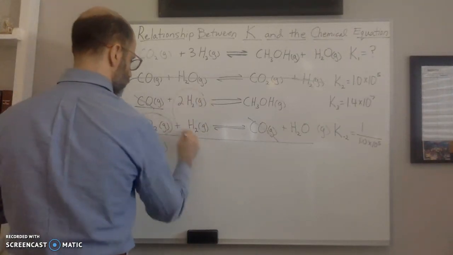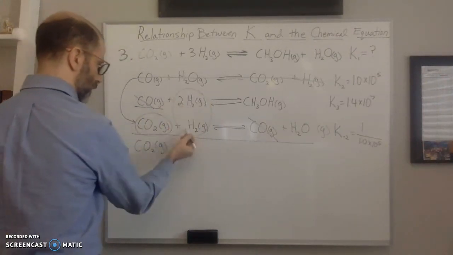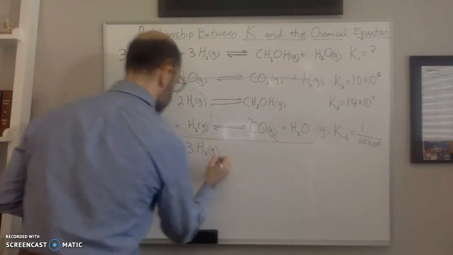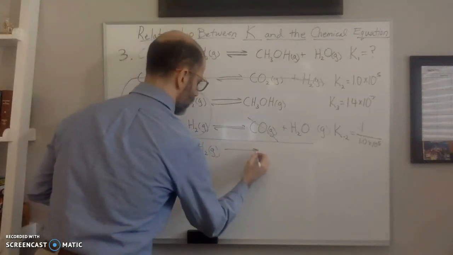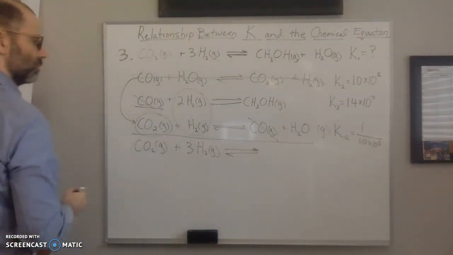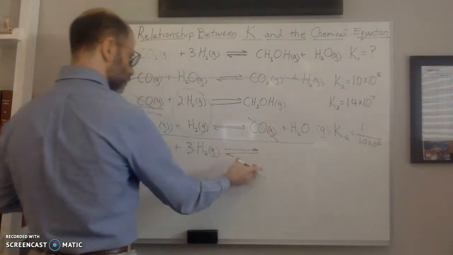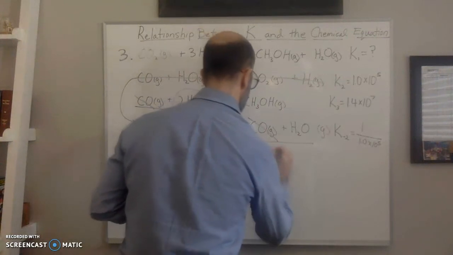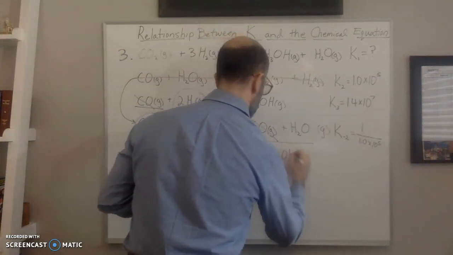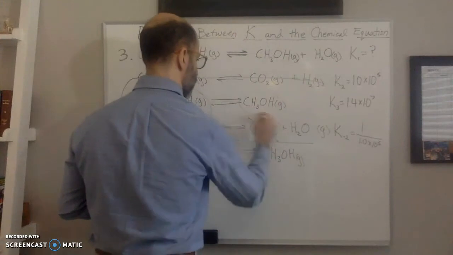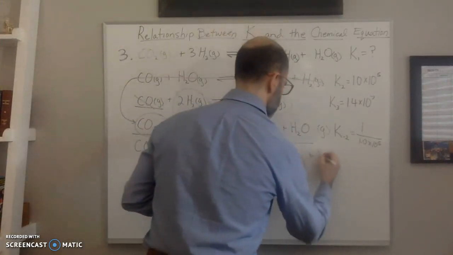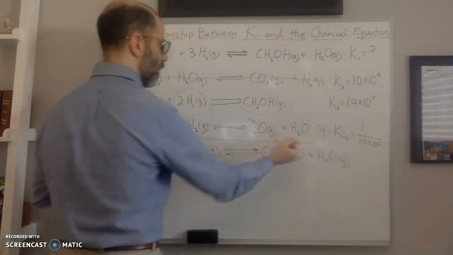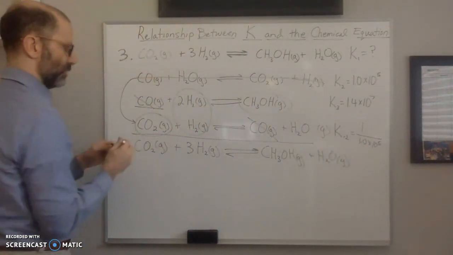And I add these two together, that'll give me my 2 and my 1. That's going to be 3 H2 gas. And then I got my equilibrium double arrow. And then I have my CH3OH gas here, plus my water vapor. Okay, so these two equations add up to that one.